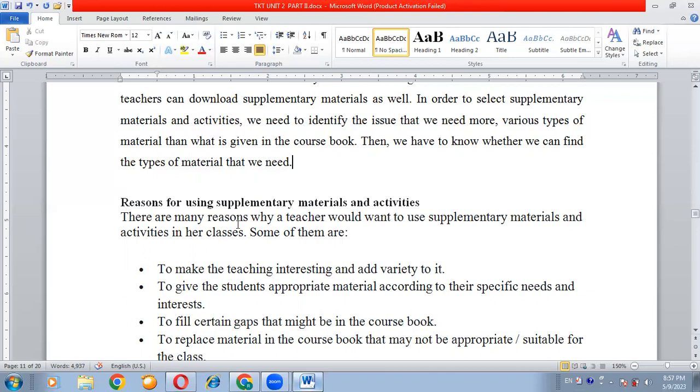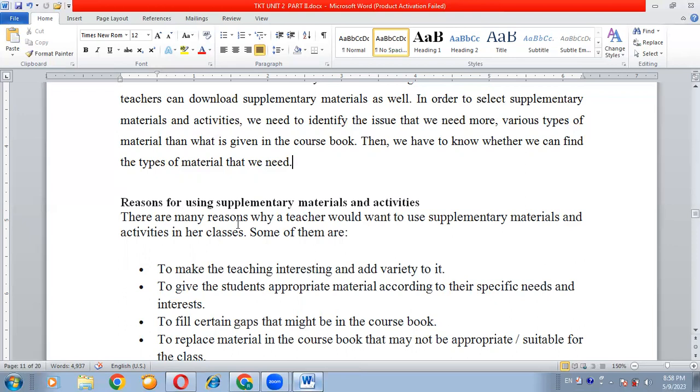Sometimes the course book materials are too advanced for our students, or sometimes too easy for our students, according to their age levels. So we have to use supplementary materials to sometimes make them easier, or sometimes make them at the correct level of difficulty.